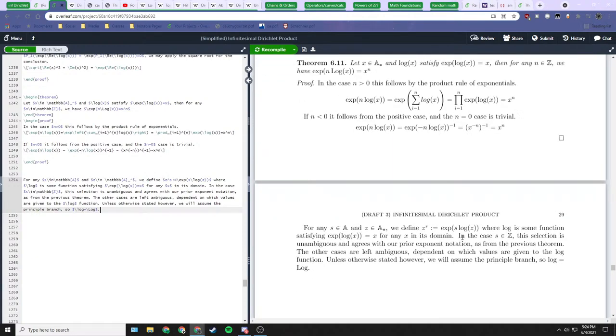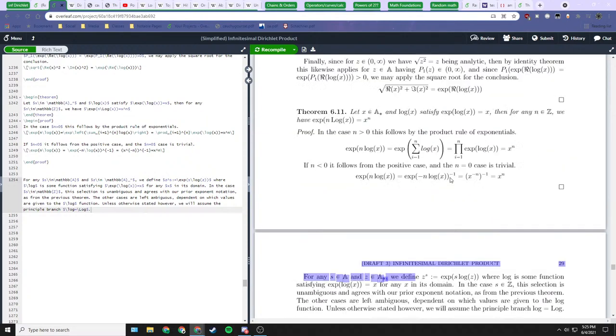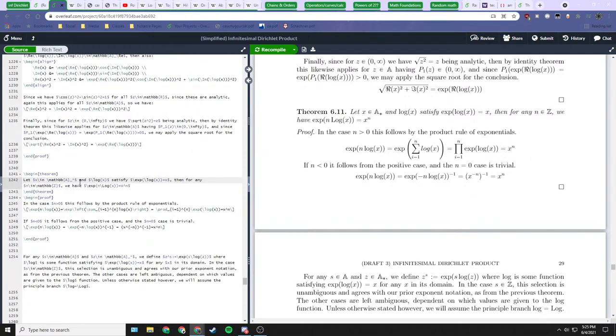Okay. So this lets us define exponents. We have left it ambiguous up to a determination of what this log function means. But this definition of exponents, as per this theorem, is saying no matter what branch we pick, we're always going to have exp of n times log of x. For an integer, this is just x power n, and this will be true regardless of x, so long as n is an integer.